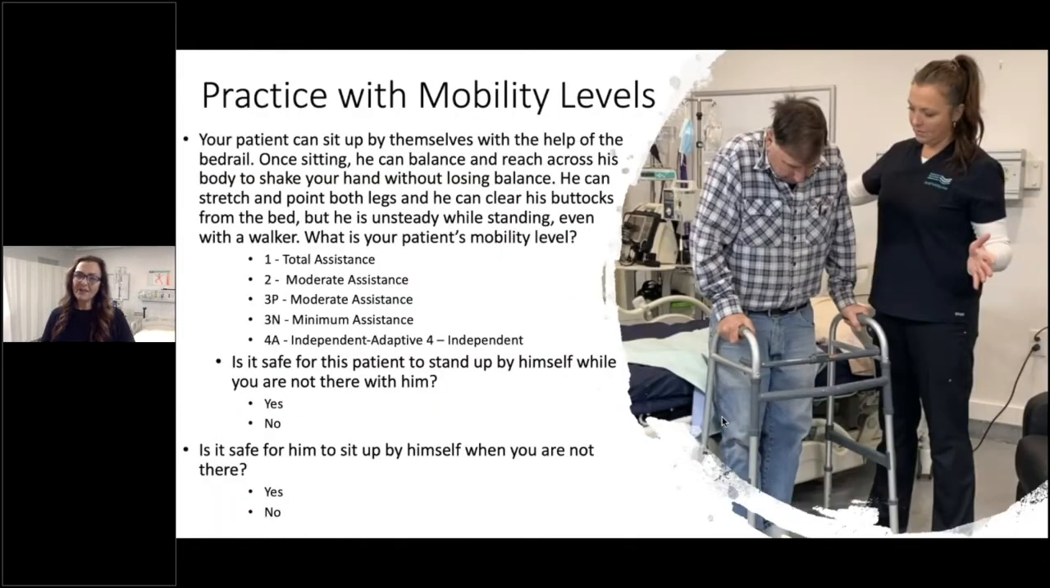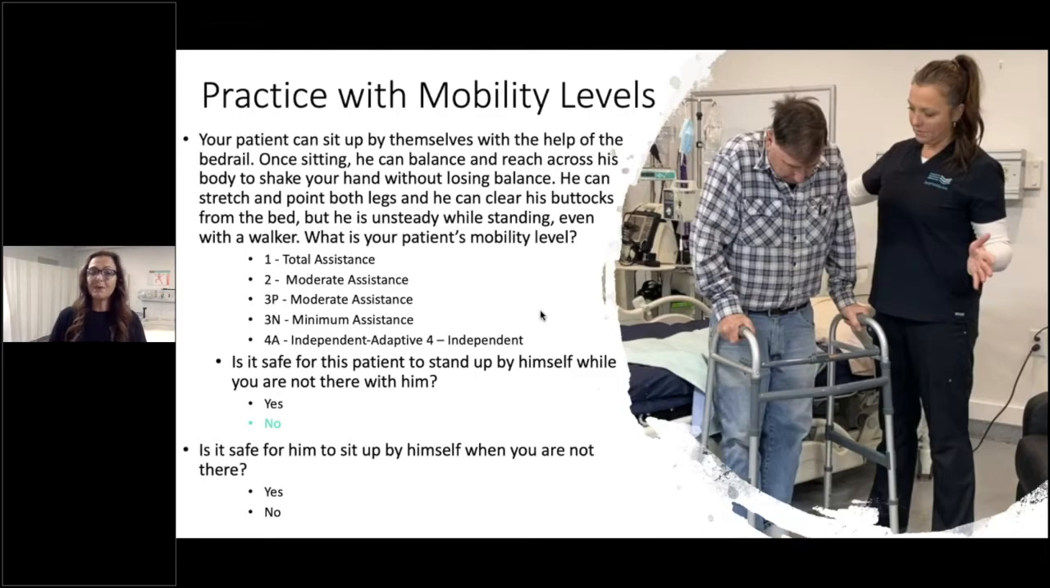Your patient can sit up by themselves with the help of the bed rail. Once sitting, he can balance and reach across his body to shake your hand without losing balance. He's now able to stretch and point both legs, and he can clear his buttocks from the bed. But he is unsteady while standing, even with a walker. What is his mobility level? Hopefully, you all answered 3P. Even though he can clear his buttocks, he is unsteady while standing. He still requires moderate assistance.